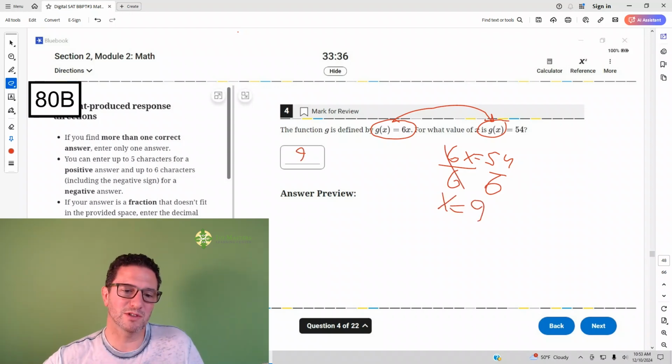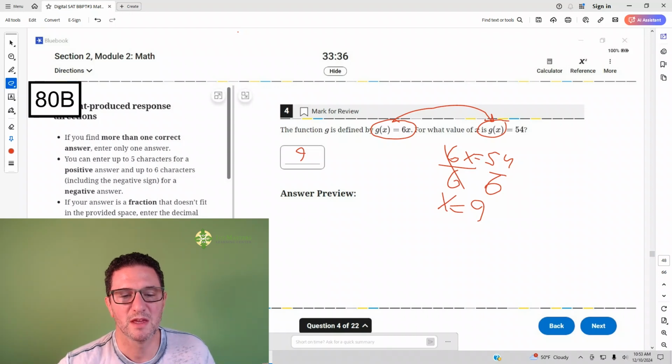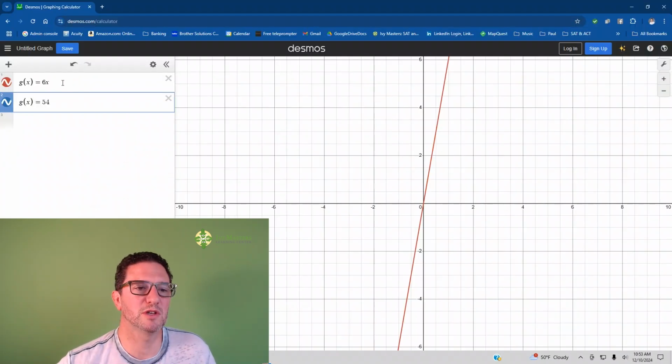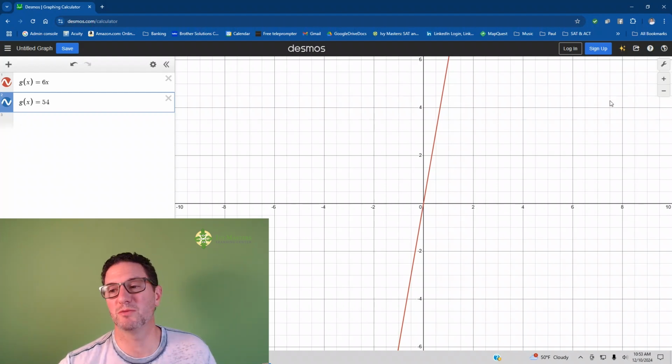Okay, the Desmos solution is even easier. Check it out. When you go to Desmos, all you do is type your g of x equals 6x, and below it, g of x equals 54. Now notice you've got the red and the blue orb there, but I only see the red line. I don't see the blue line. If that ever happens to you, you've got to zoom out.